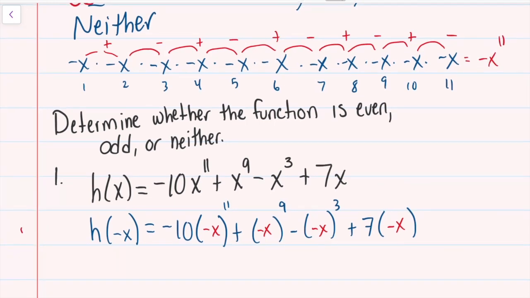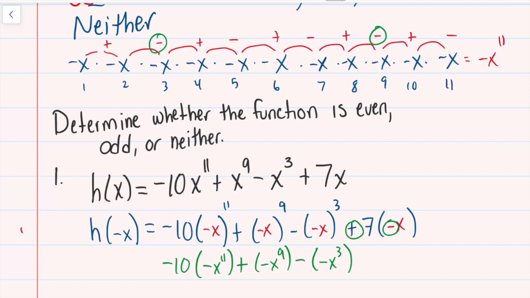So let's simplify. That will be negative 10 times negative x to the 11th plus, well, negative x to the 9th power. To the 9th power, we'd get a negative answer. That would be negative x to the 9th minus, what would be the third? 1, 2, 3. We get a negative. So that'll be negative x to the 3rd power. And guys, positive 7 times negative x, that will be negative 7x.